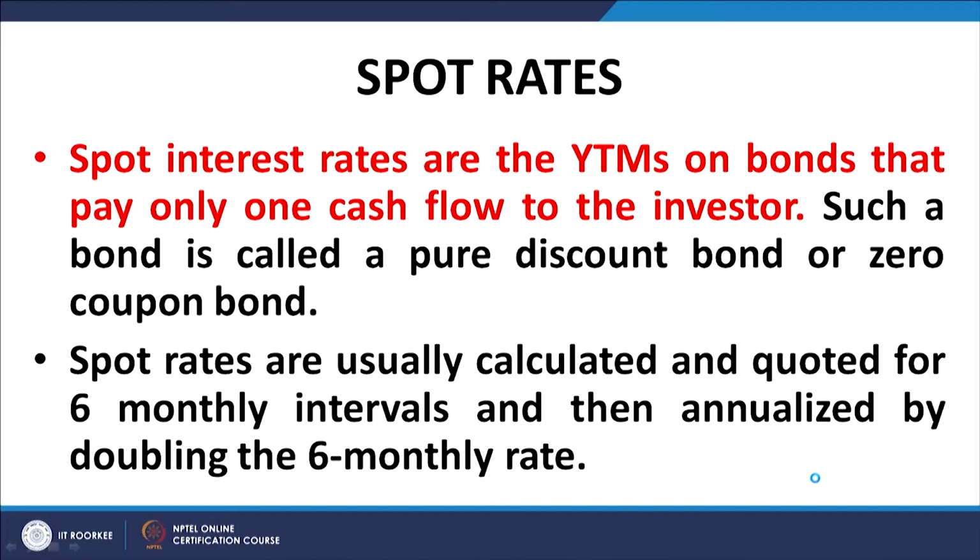Spot rate is the yield to maturity on bonds that pay only one cash flow to the investor and whose maturity coincides with the maturity for which the spot rates are to be calculated. Usually, spot rates are worked out for 6 monthly intervals rather than annual intervals, and then annualized to obtain the per annum description of the interest rate. The next question arises, we are talking about yield to maturity. So, let us understand what is yield to maturity.